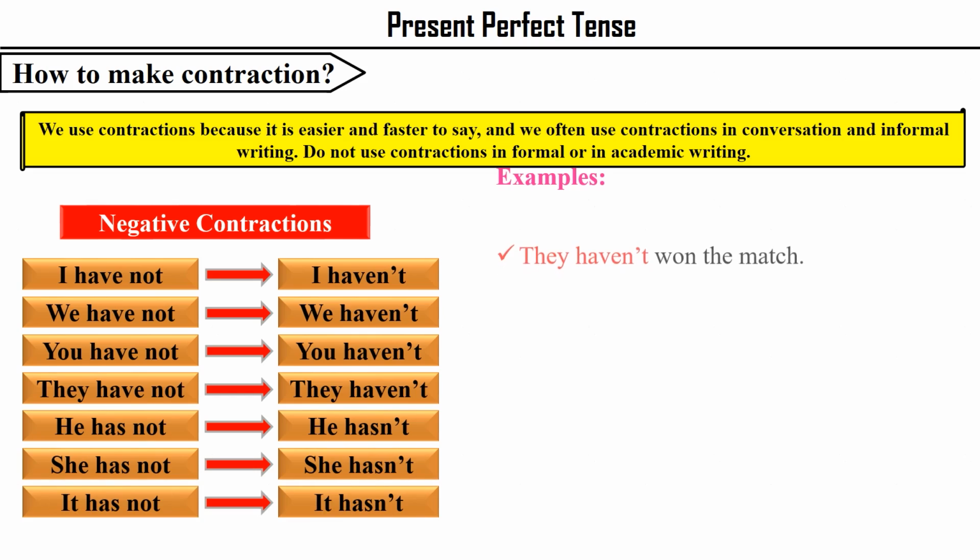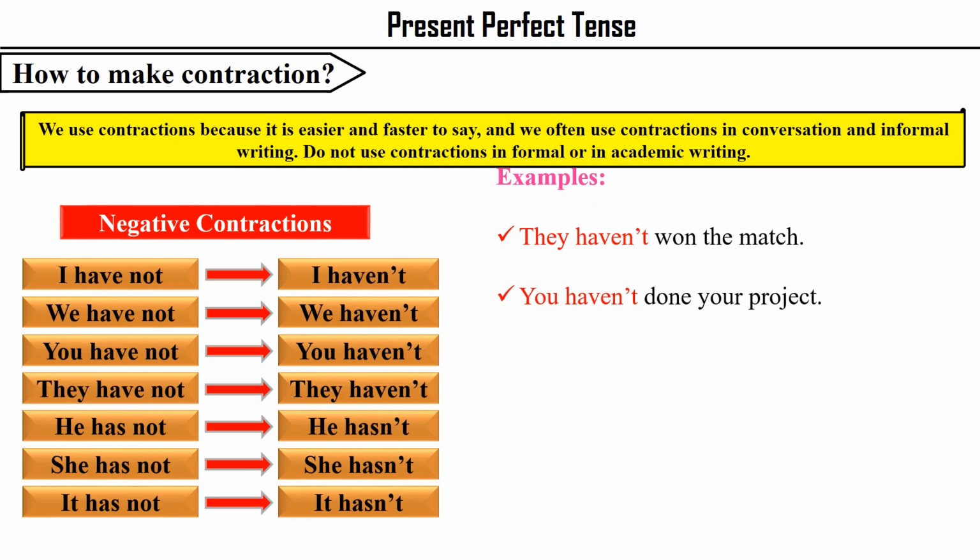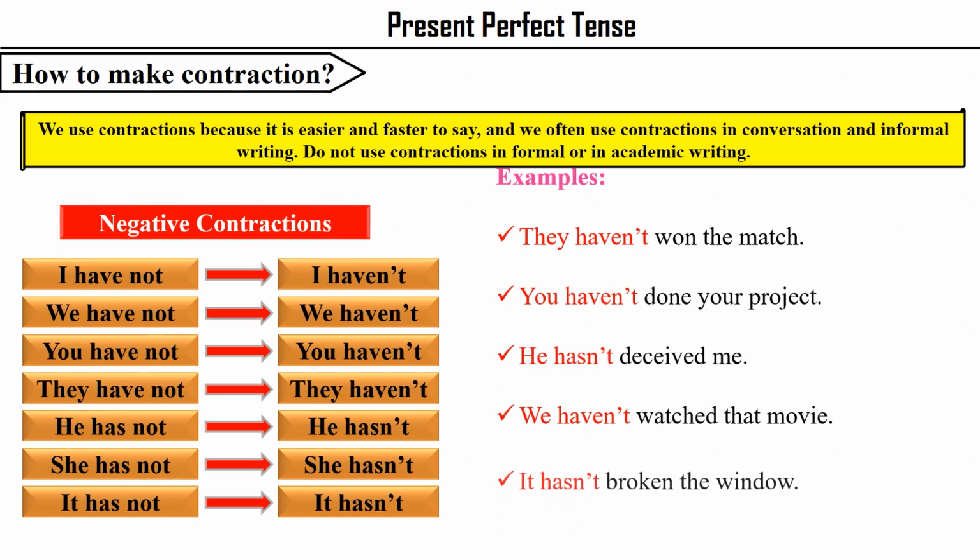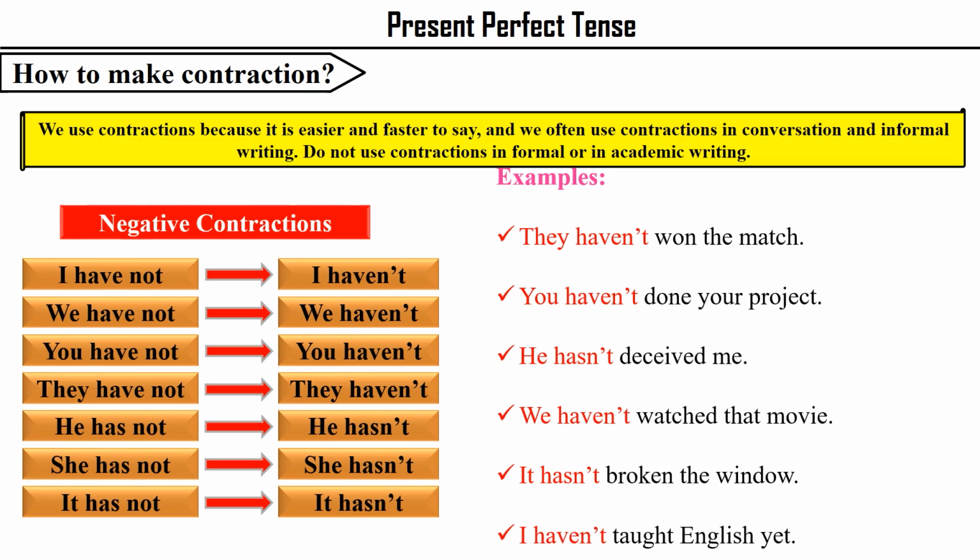Let's look at some examples. They haven't won the match. You haven't done your projects. He hasn't deceived me. We haven't watched that movie. He hasn't broken the window. I haven't taught English yet. That's it. Let's move on.